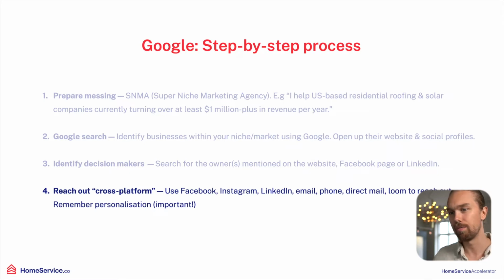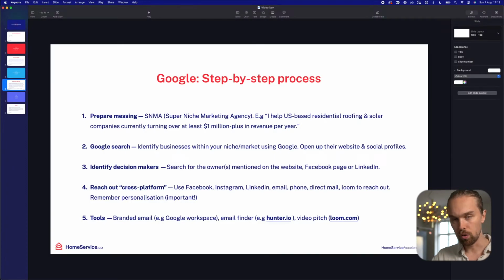And then the final tip that I have here as well is to actually reach out with Loom videos. As I mentioned before, use Loom a lot. It's very, very powerful. And remember personalization as well. It's very, very important. And then finally, tools. So what you can use as well when you do your outreach using Google. Some tools that I like to use is obviously to use a branded email.